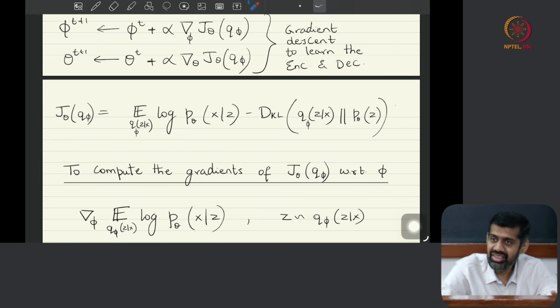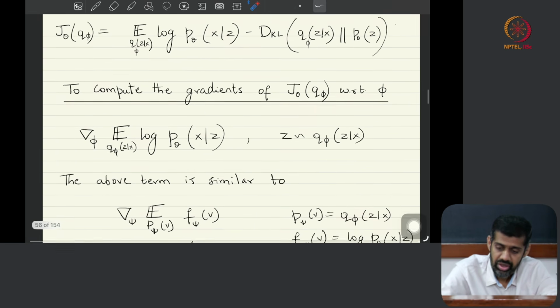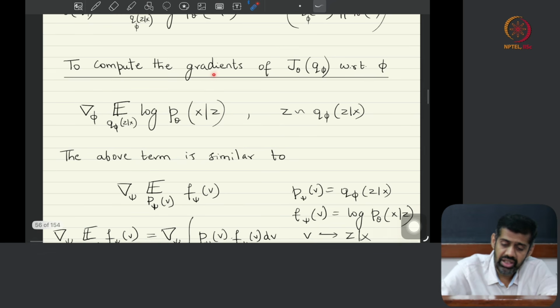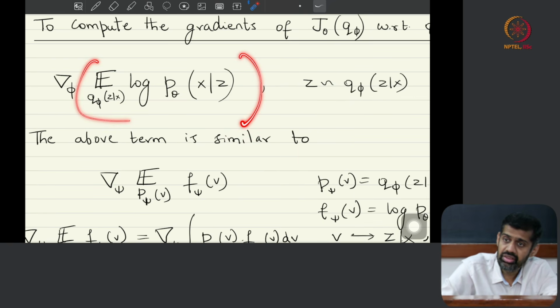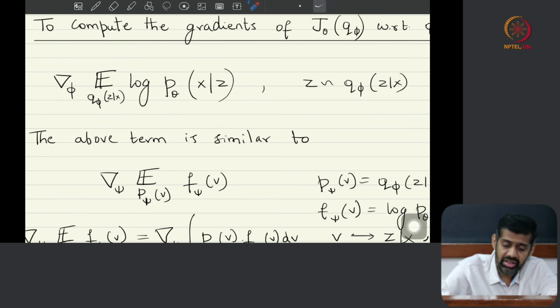It's not trivial, and I'll tell you for a particular reason. Some terms are trivial, some terms are not. We will look at the non-trivial terms first, and then we'll go to the trivial terms. The first thing that we have to do is compute the gradients of the ELBO with respect to the encoder parameters phi. How do we do that is the question. It is not trivial, and it is not trivial for the following reason. Now look at this expression. We want to get the gradient of an expectation of some function, and this expectation is with respect to a distribution. Now this distribution is parameterized by the same set of parameters with respect to which we are seeking the gradient.